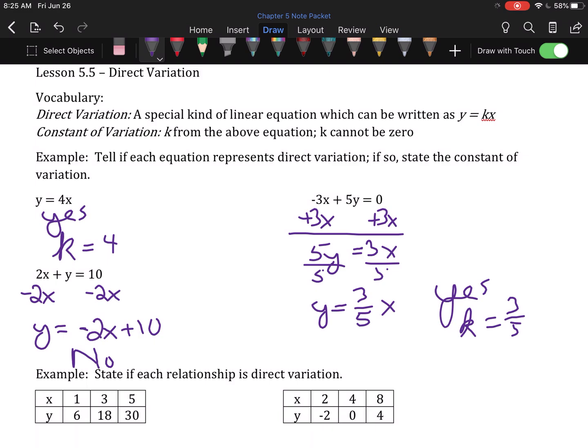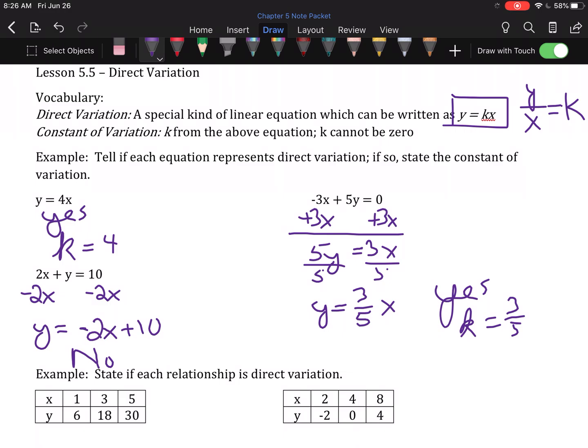For the next part, state if each relationship is direct variation. I want to come back real fast before I scroll my screen down to the equation up here, y equals kx. And point out, if you divided both sides of this by x, you would get y divided by x equals k. Okay. K is a constant, meaning in any direct variation situation, it does not change. Which means if I do y divided by x, I have to get the same thing all the time.